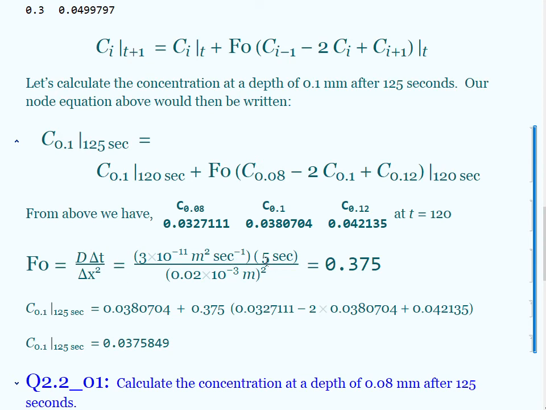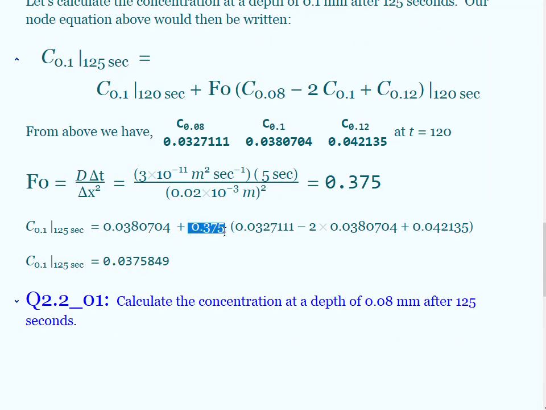The delta t is 5 seconds because we're going from step 120 to 125, so that's 5 seconds. So that goes in. These other two are givens. We calculate that Fourier number, that goes out front, and plug in the concentrations. Now we have my 0.1 value at 125 seconds.